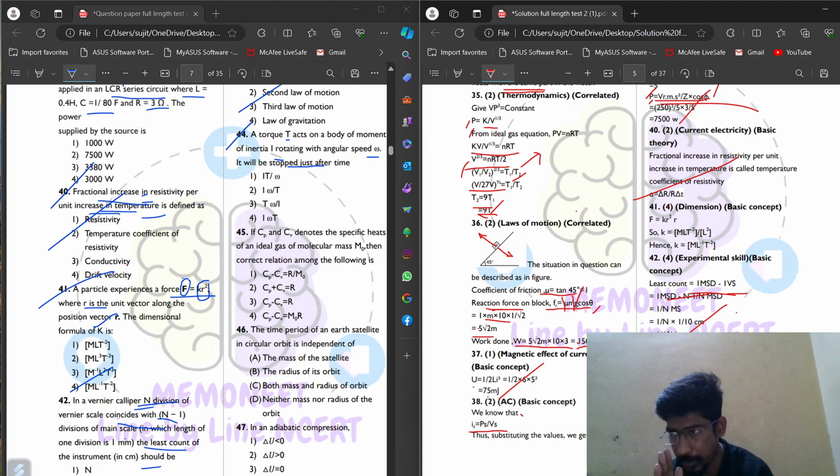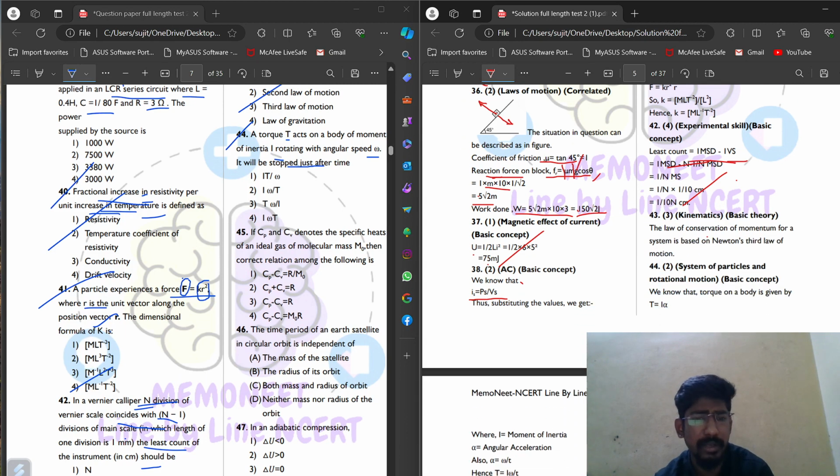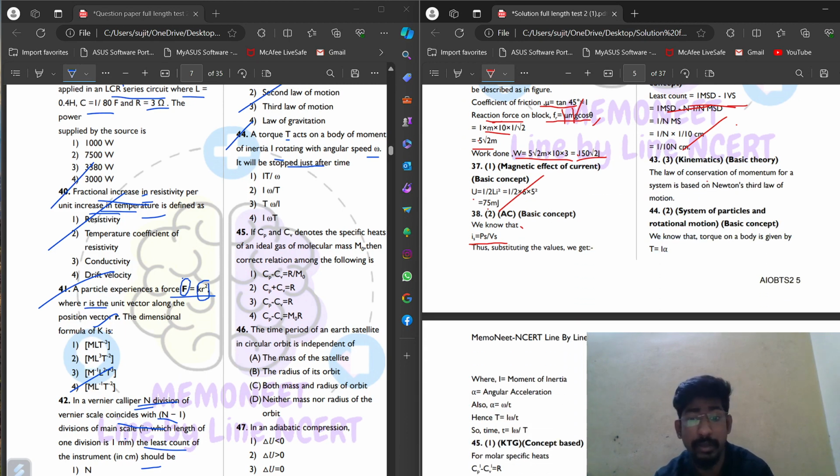Whenever the object is moving in a straight line, the formula is F equals ma. In place of F, put torque. In place of m, put I. In place of a, put alpha. Thus you will get the formula tau equals I into alpha, right? So there is no confusion, I think. Now you have to calculate when it will stop. That means omega will be equal to 0, right? So alpha equals omega by t. Hence t will be equal to I omega by tau. Okay, so that means option number 2 is correct.